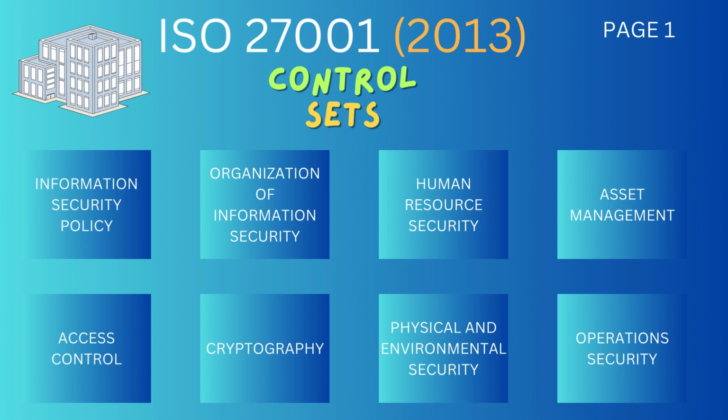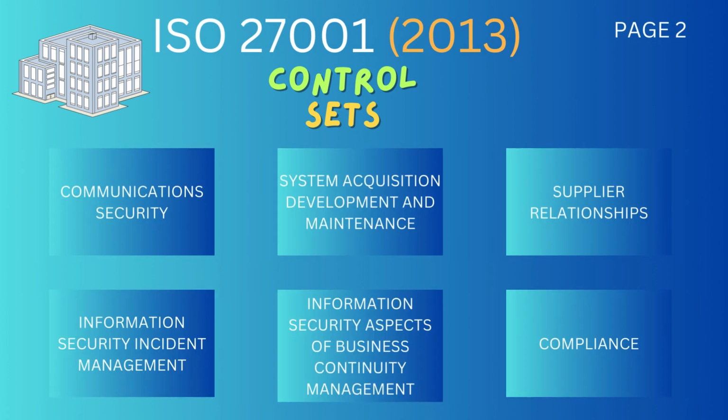I have not mentioned the number of controls which are applicable against this because this is not currently in force. It is only for your understanding. If we move forward, we come to know that there are more control sets out of the 14, which are communication security, system acquisition, development and maintenance, supplier relationships, information security incident management, information security aspects of business continuity management, and compliance.